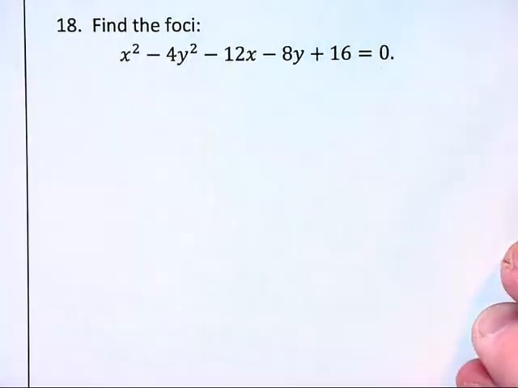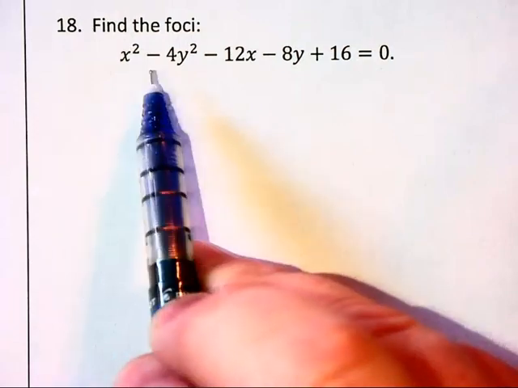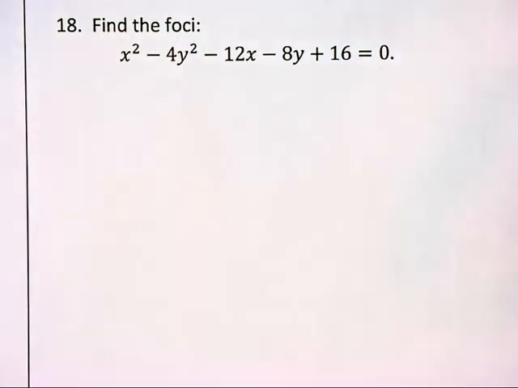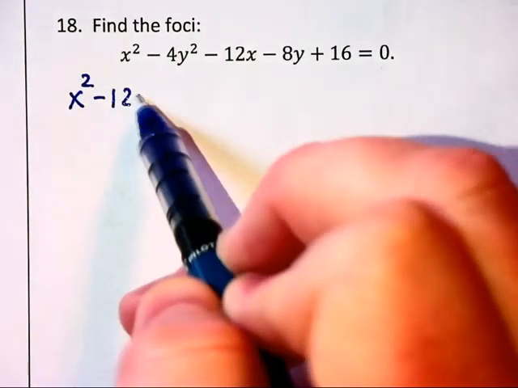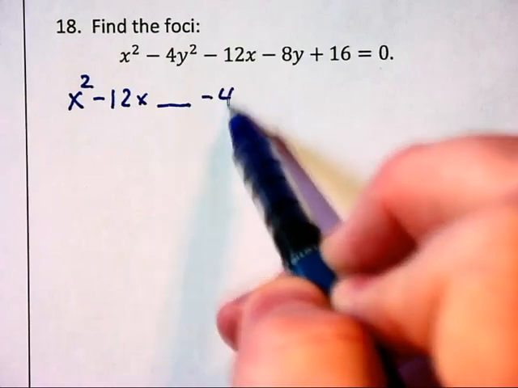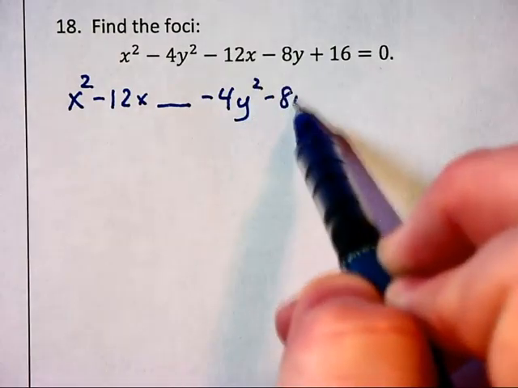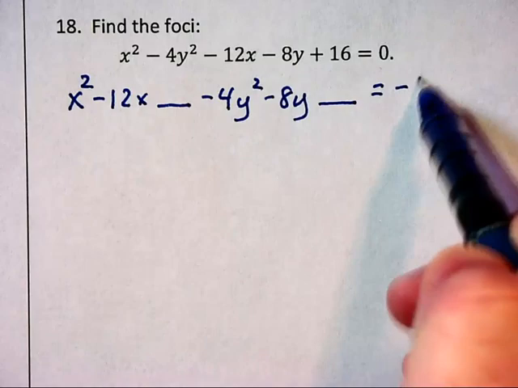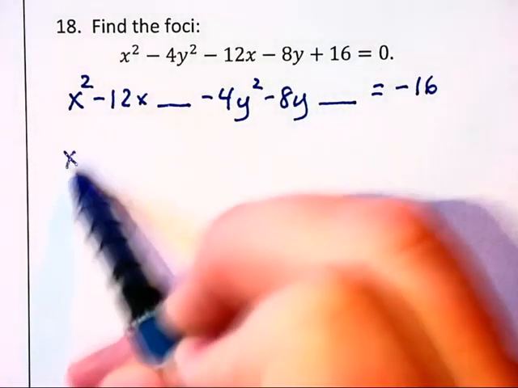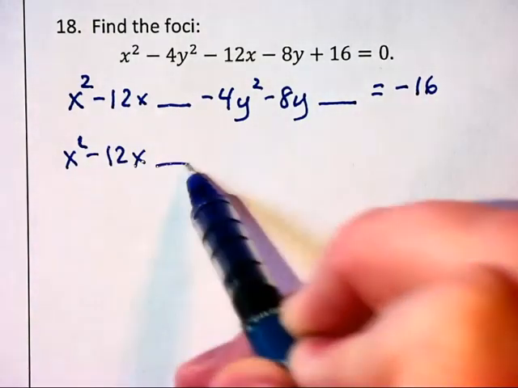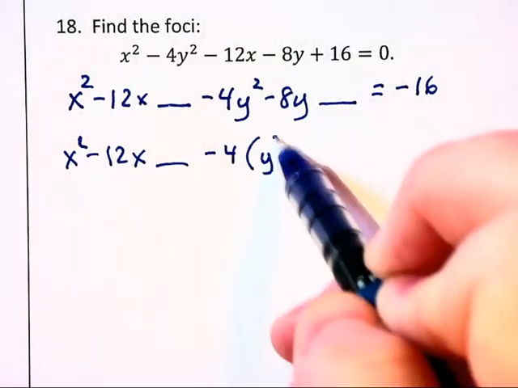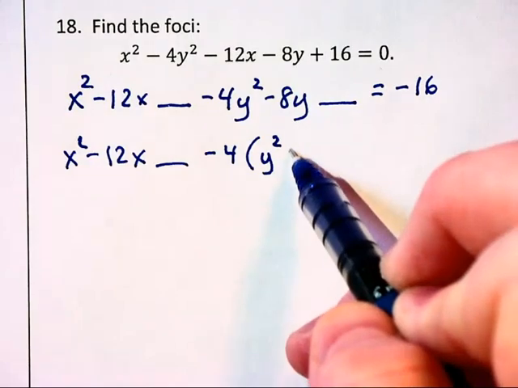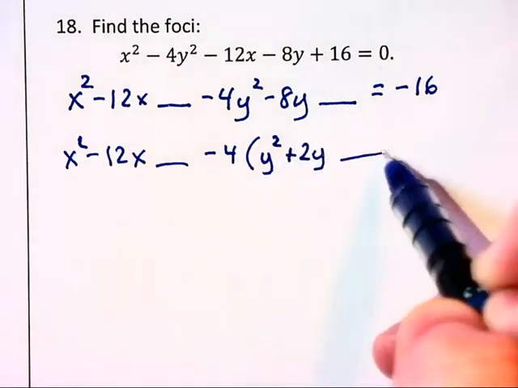Find the foci. Well, since it's x squared minus y squared, you know this is going to be a hyperbola, so we need to complete the square. Let's group the x's together first. X squared minus 12x, leave a space, minus 4y squared minus 8y, leave a space, equals negative 16. Now the x grouping is okay as is, but with the y grouping we want to factor out that negative 4 and be careful to change the sign in the middle to a positive 2y.